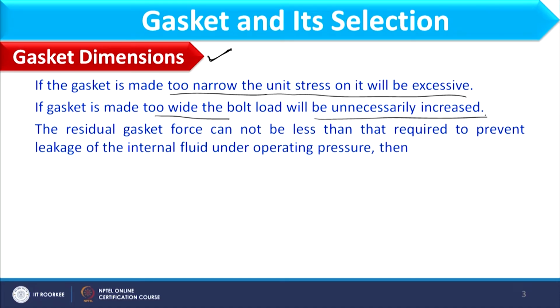Therefore, the gasket should not be very narrow, and should not be very wide. We have to make the balance to choose the exact dimension of the gasket, and that balance is: the residual gasket force cannot be less than that required to prevent leakage of the internal fluid under operating condition or operating pressure. It means residual gasket force should not be low enough that gasket blowout occurs.